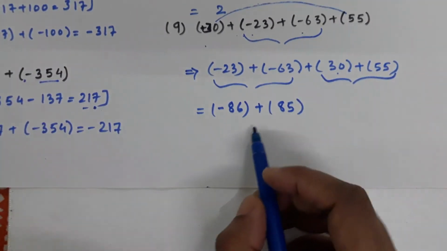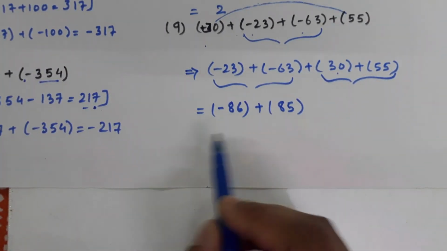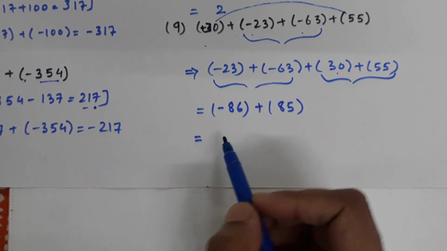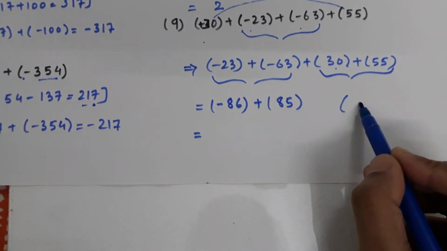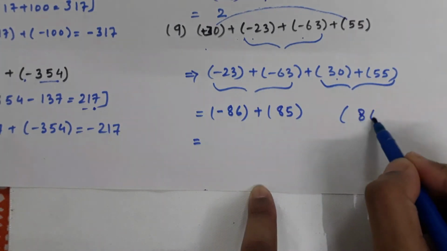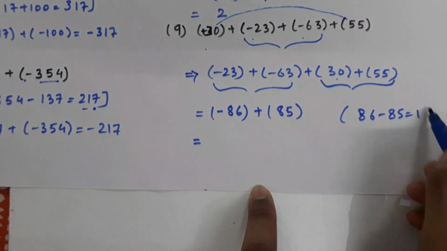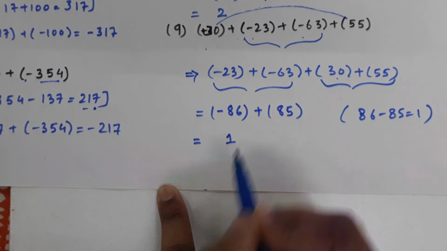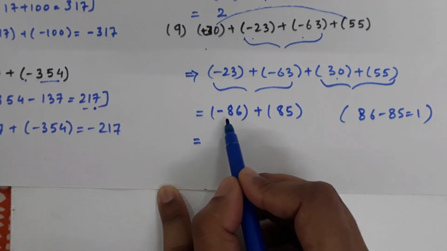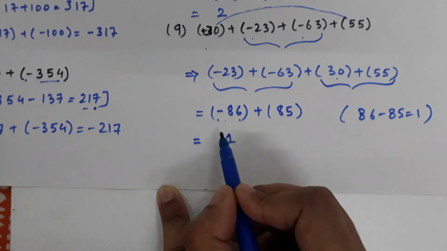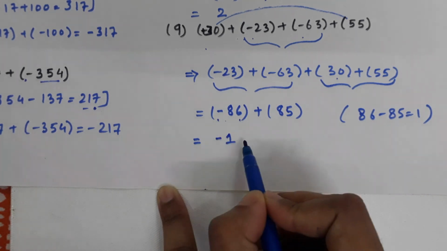Now here both numbers have a different sign, so different sign means subtract them. So 86 and 85 you subtract, so I'm subtracting the smaller number from the bigger number, I'll get 1. So 1 is my answer, but for the sign, the bigger number is 86, which has a minus sign, so my answer will be minus 1.